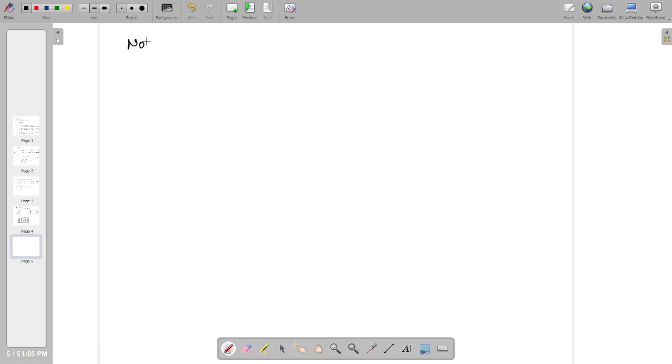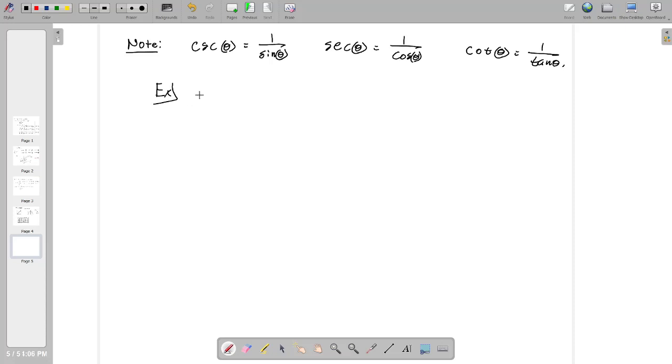I do want to make a note that cosecant of theta, I've already said that it's the reciprocal of sine. The same thing as 1 divided by sine. Secant of theta is 1 over cosine. And cotangent of theta is 1 over tangent. Now I've already stated this, I never wrote it down, but I did state it. And it comes in handy when you do examples like this.